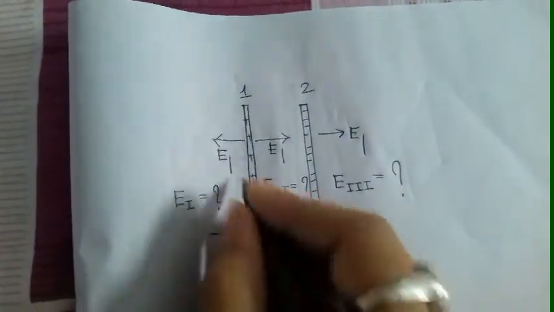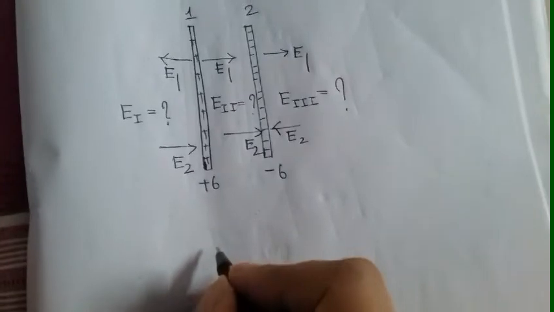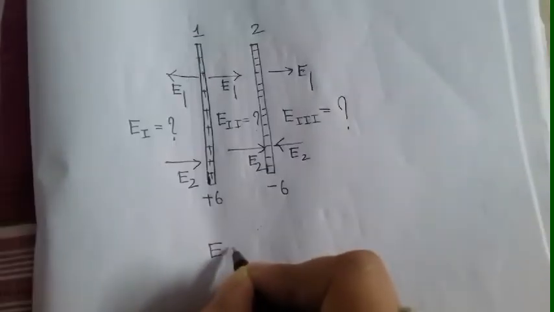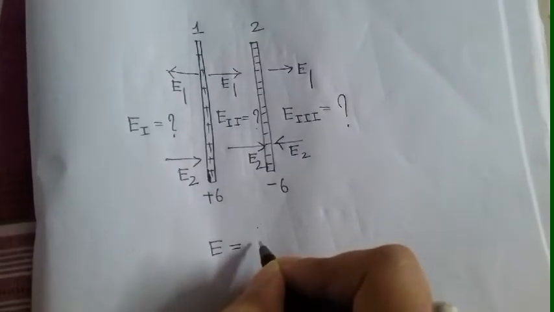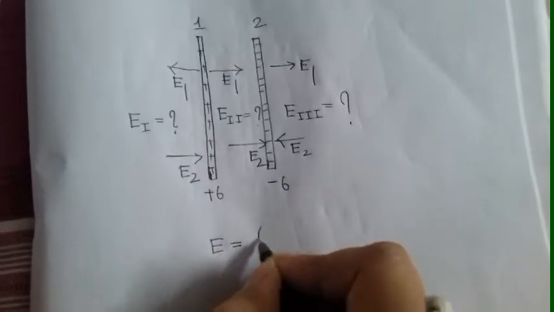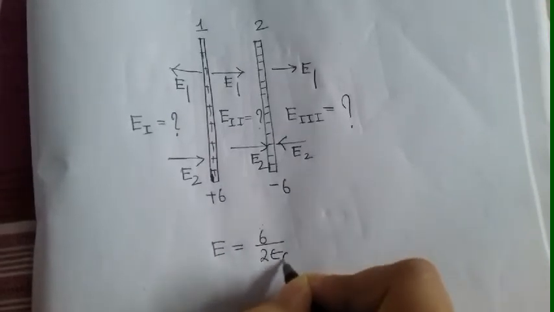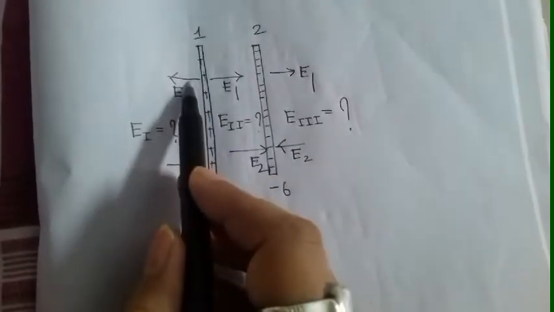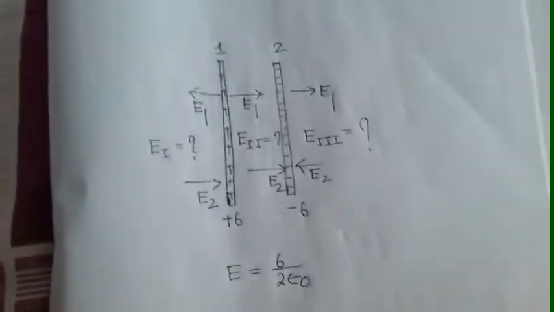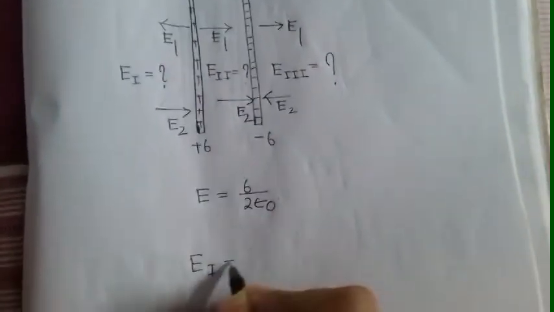You know the electric field due to an infinitely long uniformly charged plane sheet is sigma by 2 epsilon 0. So here it is sigma by 2 epsilon 0 on the left side and on the right side. So the total field in region 1 should be sigma by 2 epsilon 0 minus sigma by 2 epsilon 0. The two fields are in opposite directions, so it should be 0.